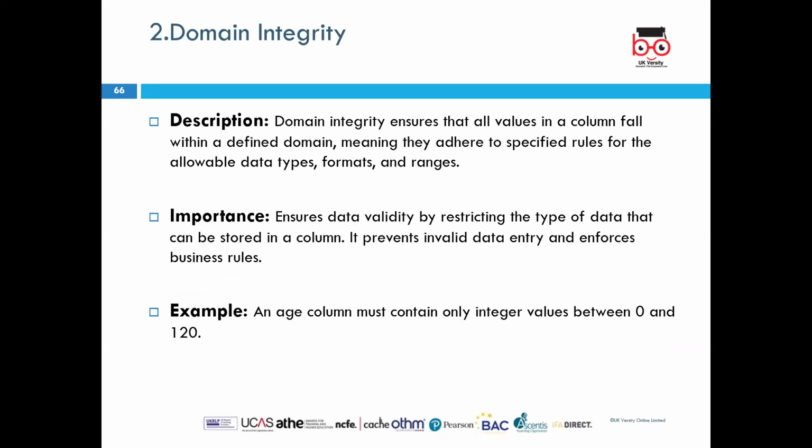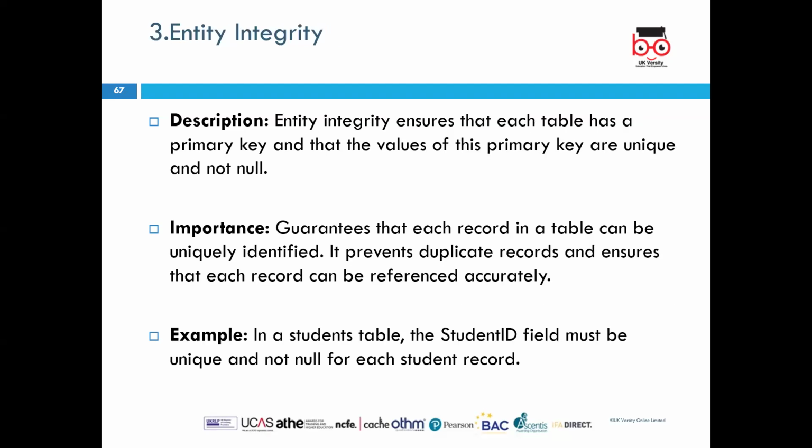Domain integrity. With this, we ensure that all values in our column fall within a defined domain, which means that the specified rules are the allowable data types, formats, and ranges. Entity integrity: again, we ensure that each table has a primary key and that the values of our primary key are unique and not equal to null.